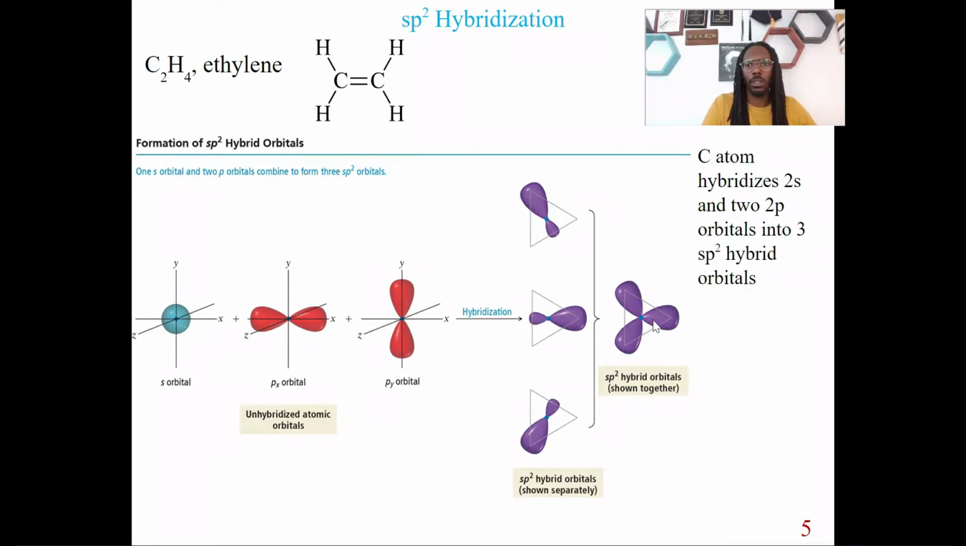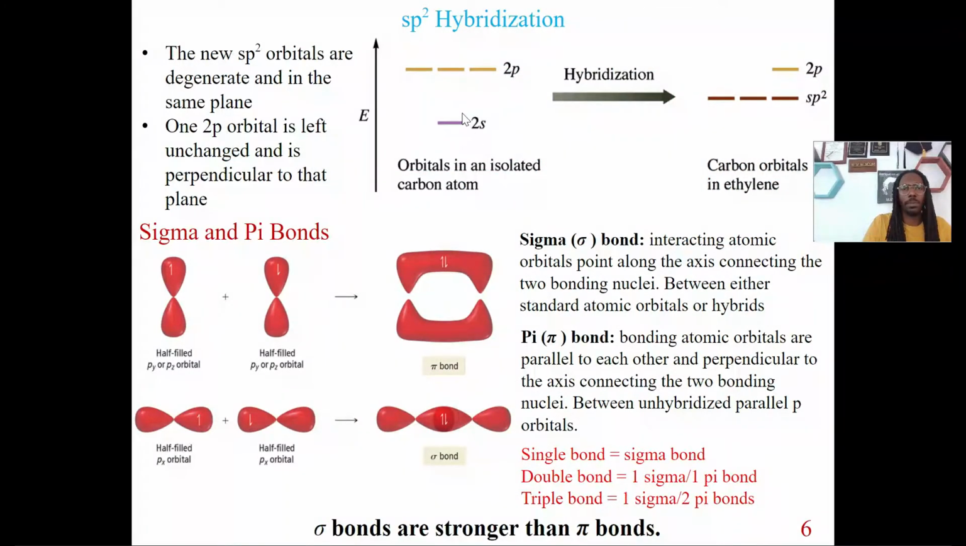3 of those here. So once again with sp2, we took that 1s, and in this case 2 of our 2p orbitals. When we look at it, we have our hybridization where now we have those 3 sp2 orbitals, but we also have 1 extra p orbital left over. This is going to be left unchanged. In this case, it has a higher energy. Now, what does that mean?